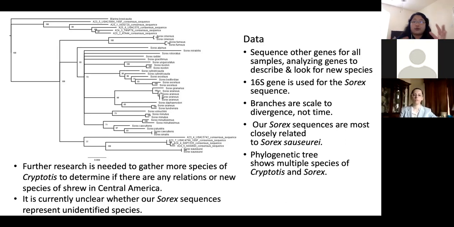Therefore, further research is required. We need to obtain more species of Cryptotis to see if there are any relations or new species of shrew from the sequences. From what we know so far, based on the progression of this research, it is unclear at the moment whether our Sorex sequences represent an unidentified species. I just want to briefly mention that if you have any questions, there will be some time at the end for Q&A.